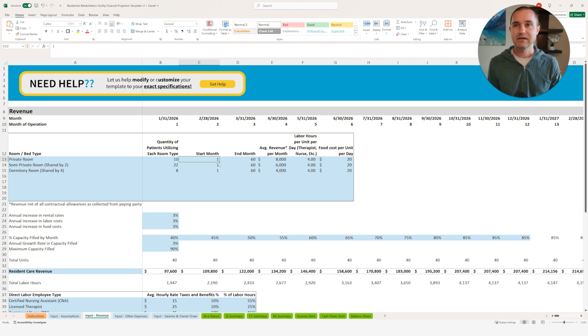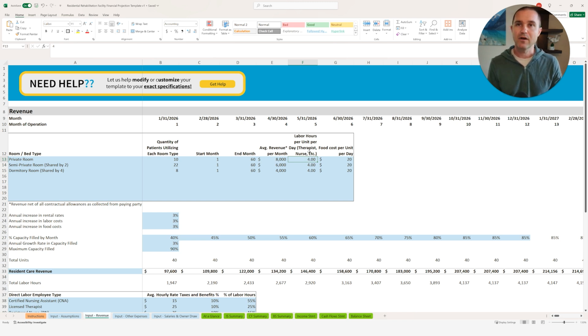So for example, if you said, we're going to start with only dormitory rooms and semi-private rooms, and then we're going to build out some additional private rooms over time. Maybe those aren't going to be available till month 10. You could change that, right? So that those rooms would only be available in a future month. And then we can set an average revenue per month for the different room types. And then this is the average number of labor hours per unit per day.